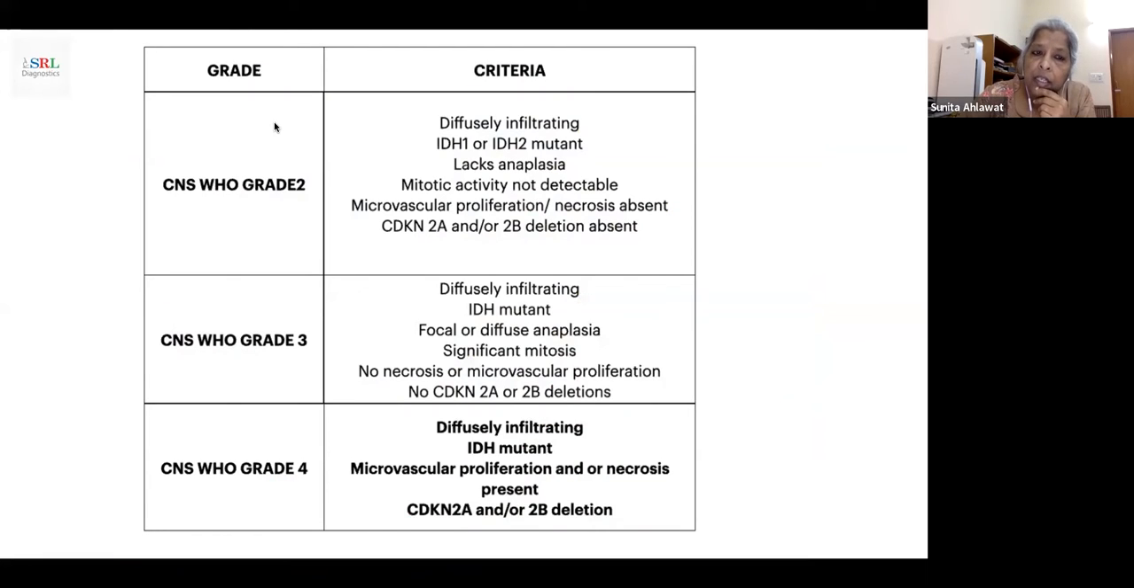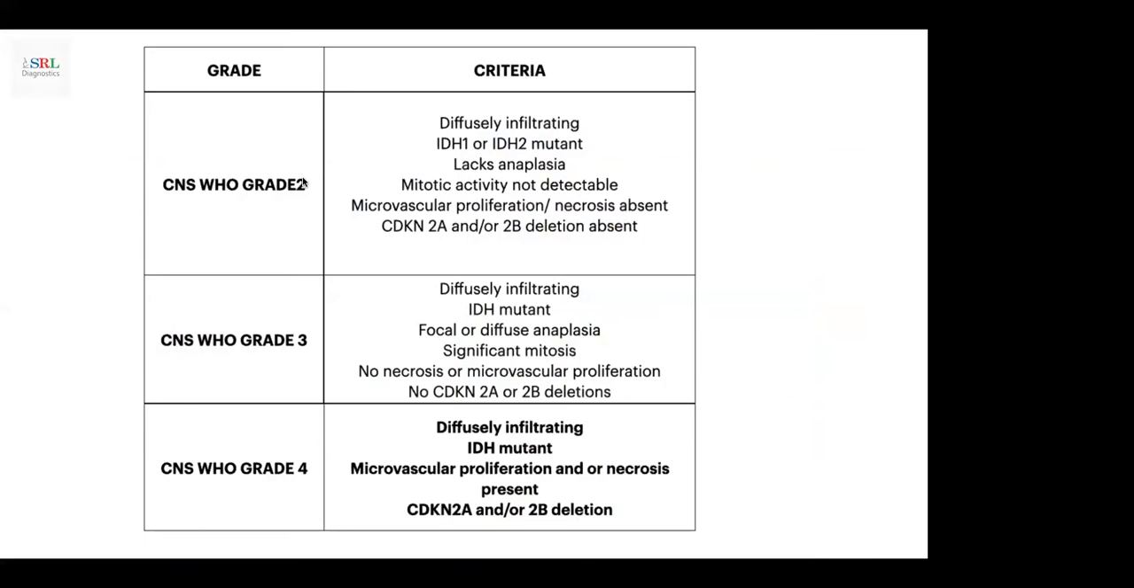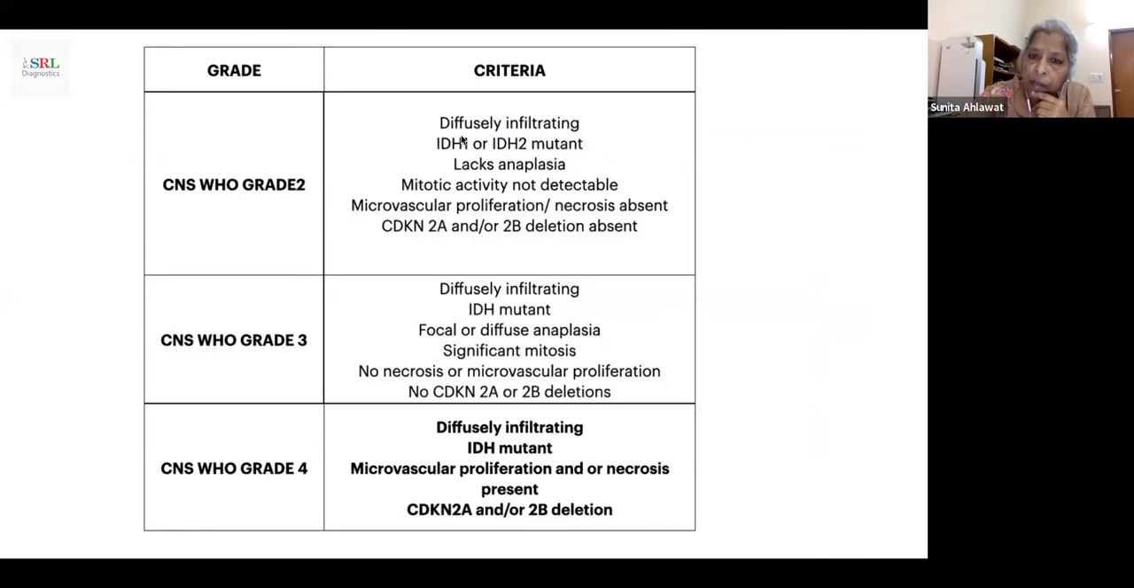So grade 2 astrocytomas are diffusely infiltrating. They are IDH1 or IDH2 mutant. They lack anaplasia. Mitotic activity is not detectable. Microvascular proliferation and necrosis are absent, and CDKN2A and/or 2B deletion is absent. So this is grade 2 IDH mutant astrocytoma.